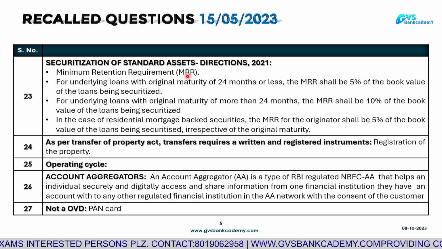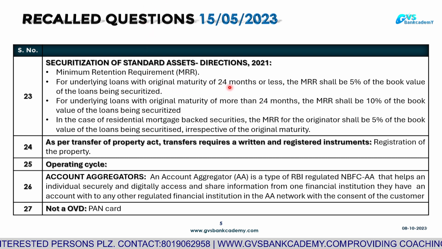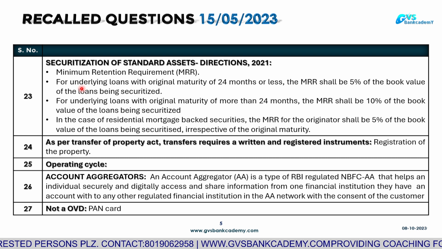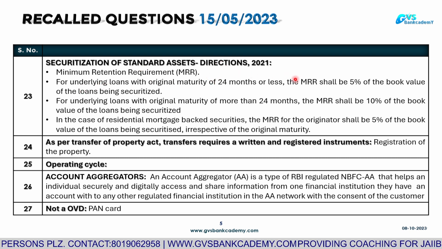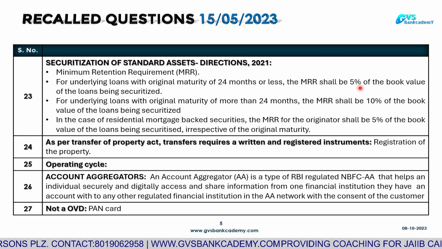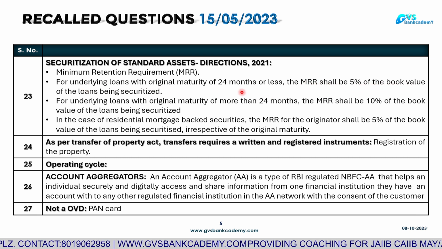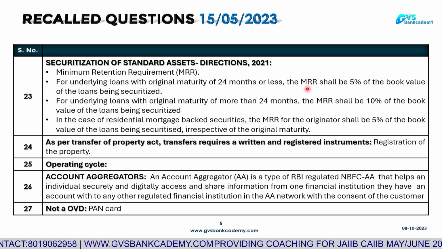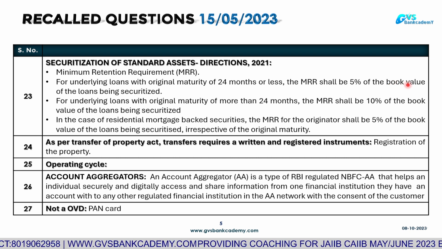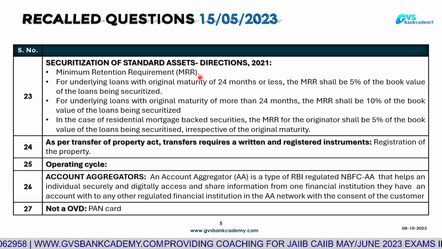Retention means they have to retain in their books. Where the original loan maturity is less than or up to 24 months, for the underlying loans they want to sell or transfer, the minimum retention requirement is 5% of the book value of the loans. Out of the total loans of up to 24 months that they want to transfer, they have to retain 5% of book value in their books. The remaining they can transfer. That is called securitized standard assets.